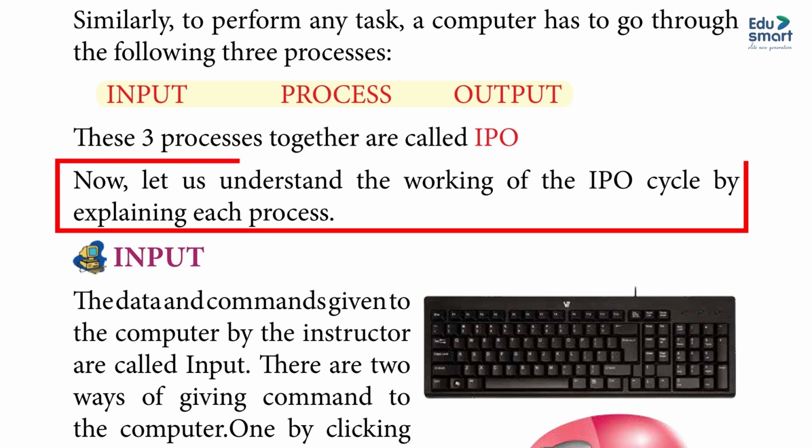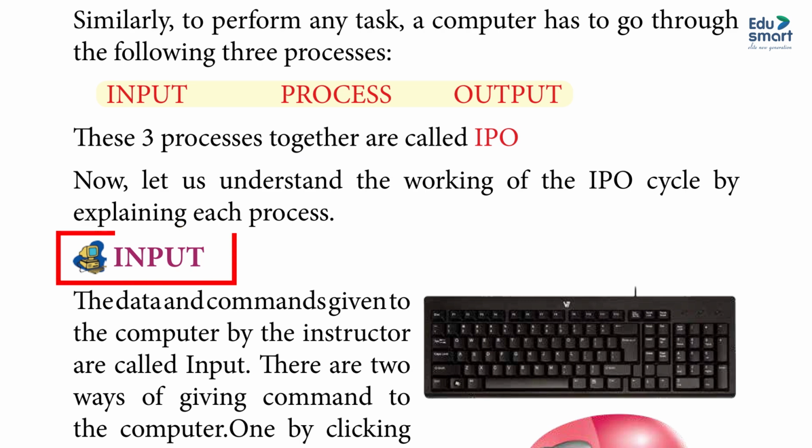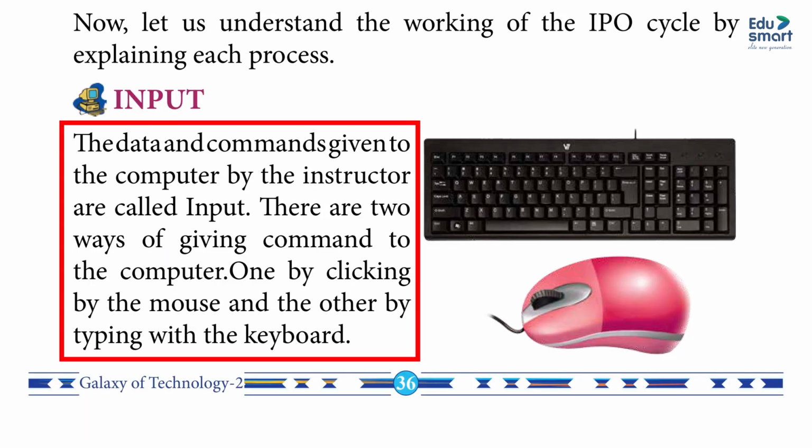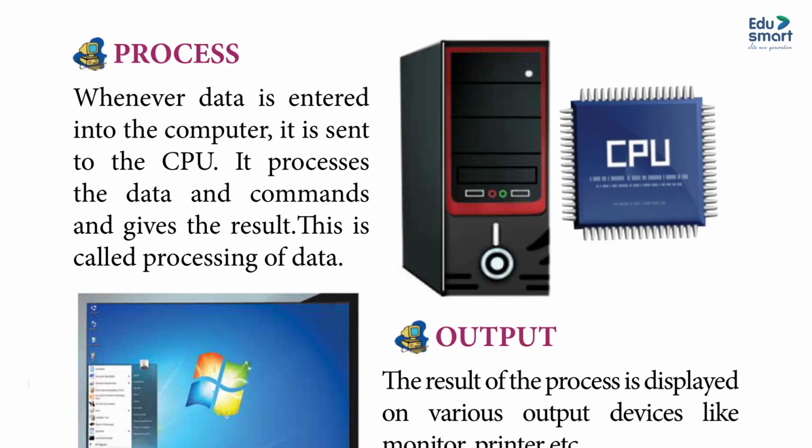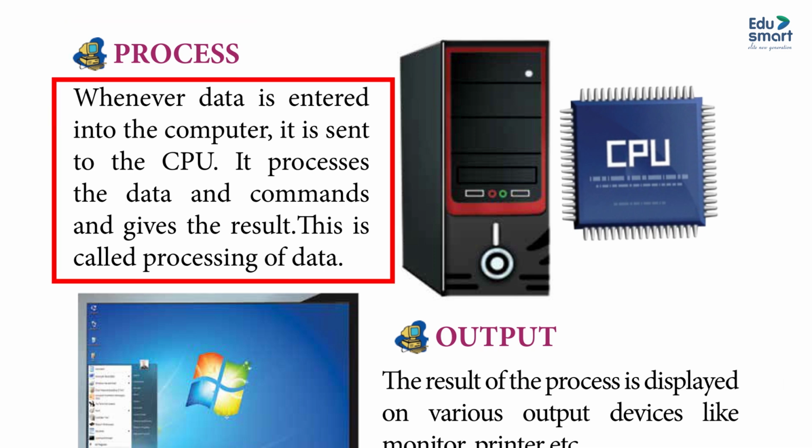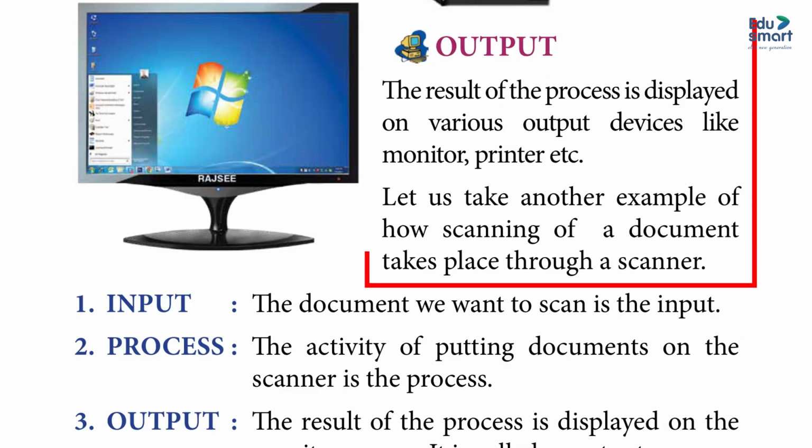Now let us understand the working of the IPO cycle by explaining each process. Input: the data and commands given to the computer by the instructor are called input. There are two ways of giving command to the computer, one by clicking by the mouse and the other by typing with the keyboard. Process: whenever data is entered into the computer, it is sent to the CPU. It processes the data and commands and gives the result. This is called processing of data. Output: the result of the process is displayed on various output devices like monitor, printer, etc.